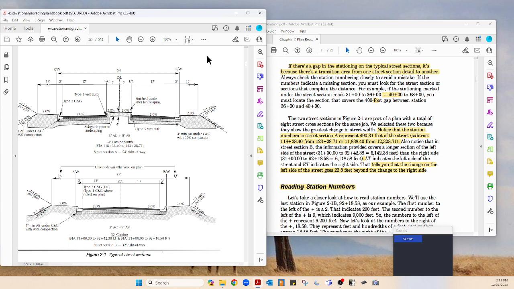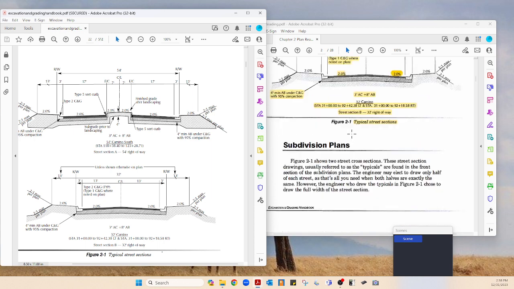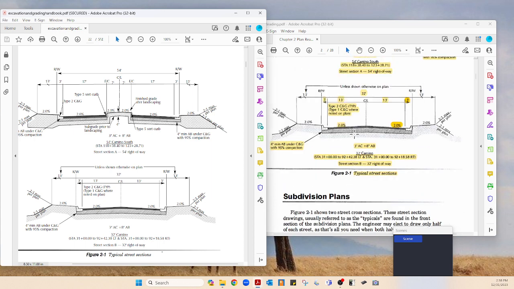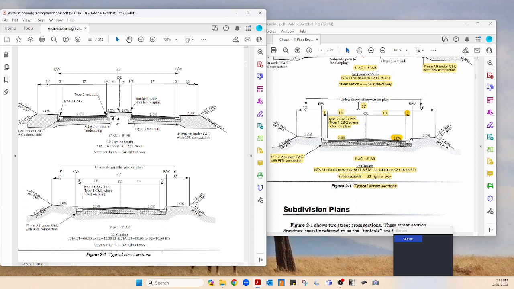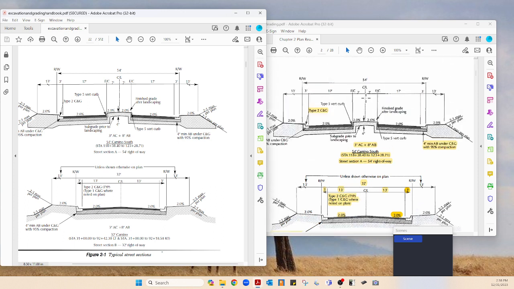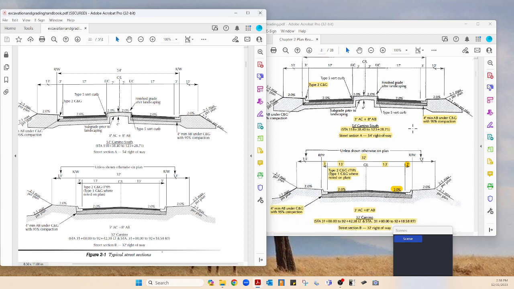So let's make sure we've got everything we need to get comfortable with this. Over here, I'm going to go back to my little cheat sheet for all of us, and you can see that I've kind of covered most of what I talked about. That's the street name here, the station numbers. For some reason, I can read them better over here. Here's your 4-inch minimum asphalted base under the curb and gutter, right there.